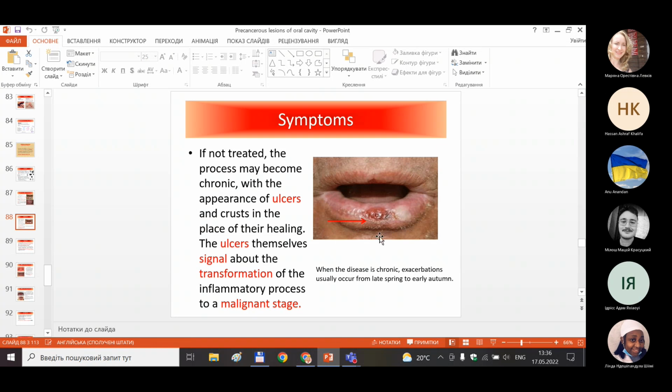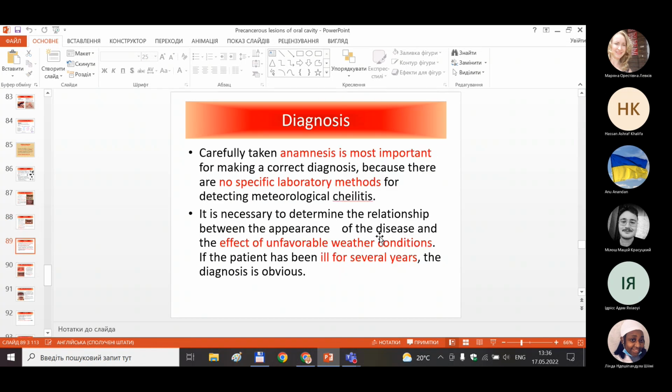Diagnosis. Carefully taking anamnesis is most important for making a correct diagnosis because there are no specific laboratory methods for detecting meteorological cheilitis. It is necessary to determine the relationship between the appearance of the disease and the effect of unfavorable weather conditions. If the patient has been ill for several years, the diagnosis is obvious.